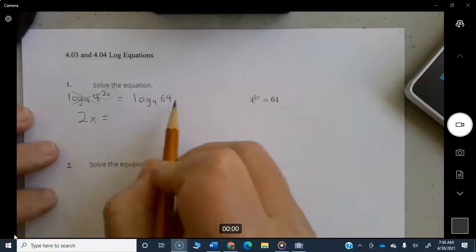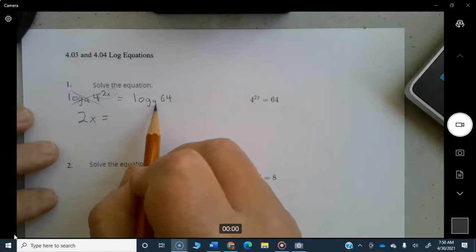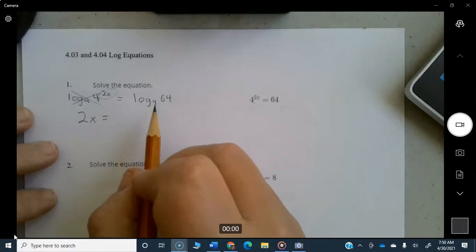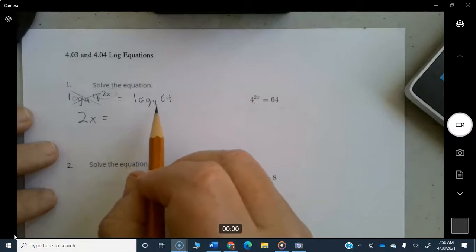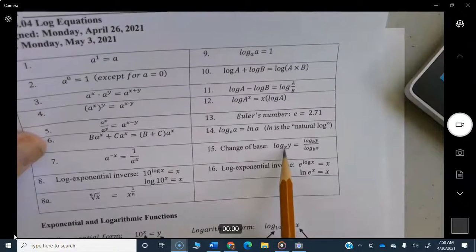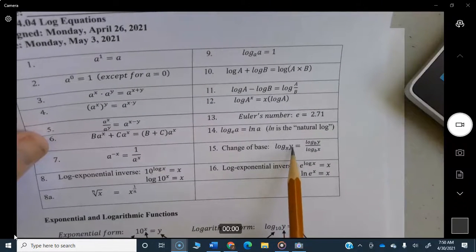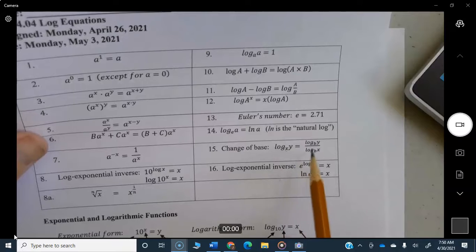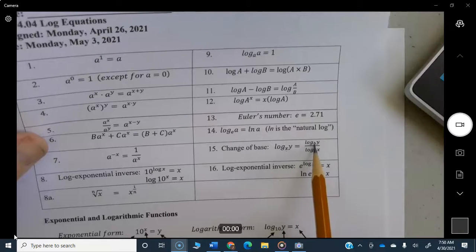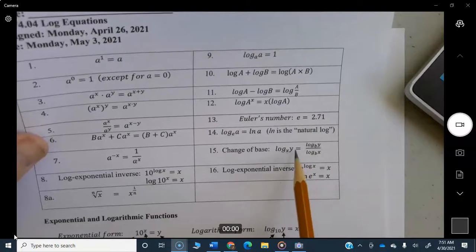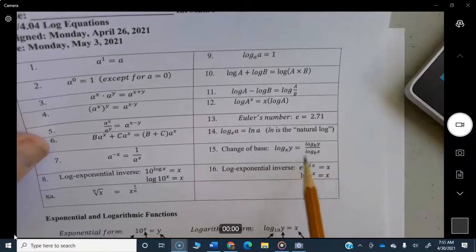Okay, now for this side, we don't have anything on the calculator that will do a base 4. You have a base 10 and a base e, natural log. So we're going to use the change of base rule. So the change of base rule says that the log of any base x of this argument y is going to be the log of any base you get to pick. And in this case, we want to always pick 10. So log of base 10 of y, which is that, over log of base 10 of x, which is that.